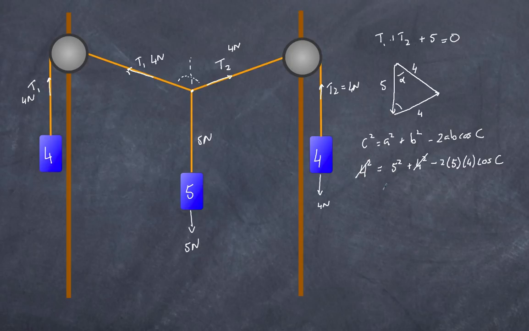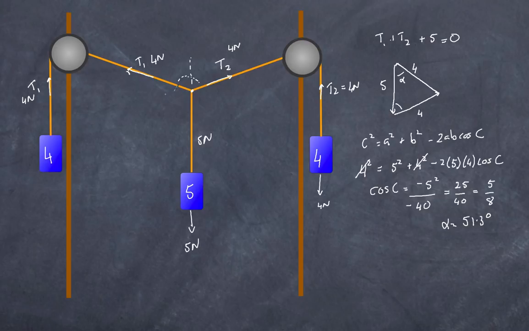And I end up getting, if you rearrange it, cos of c is equal to negative 5 squared over negative, if you multiply that, negative 40. Of course, the negatives cancel out, so I'm going to get 25 over 40, simplified, of course, that is equal to 5 over 8. And my angle ends up being 51.3 degrees. And so the combined angle here is simply double that if you wanted to use that as well.